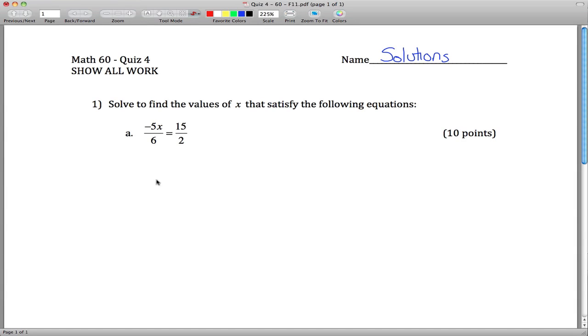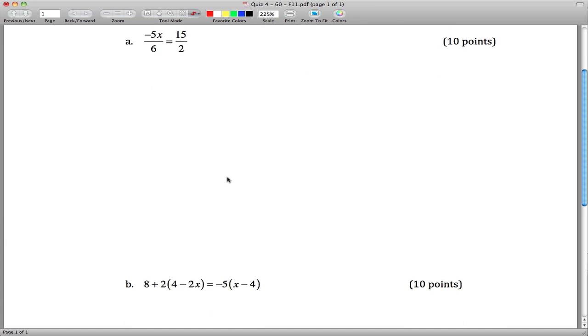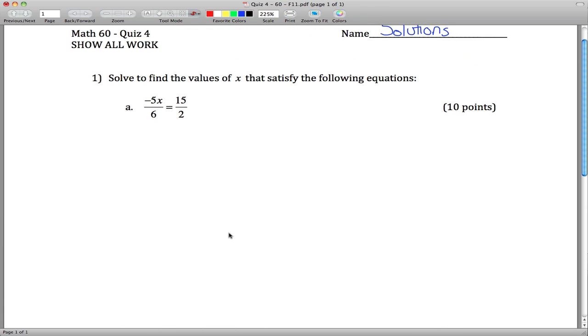Okay, here's quiz 4 solutions for Math 60. On this quiz, we are asked to find the values of x that satisfy this equation, and then later this equation. So just one problem, but really part A and part B, it's kind of like it's two problems.